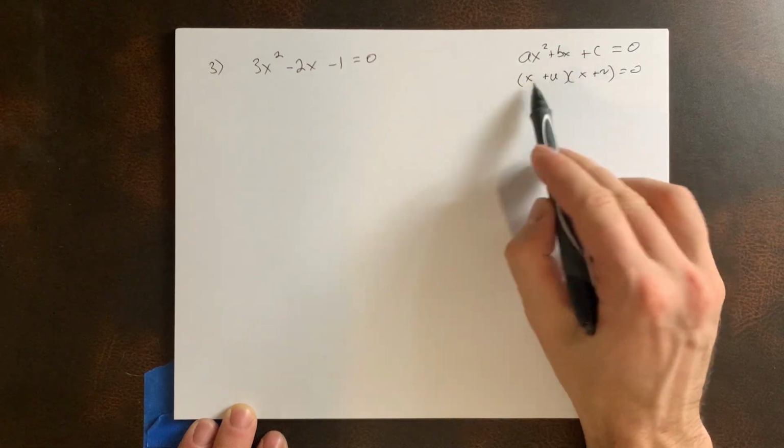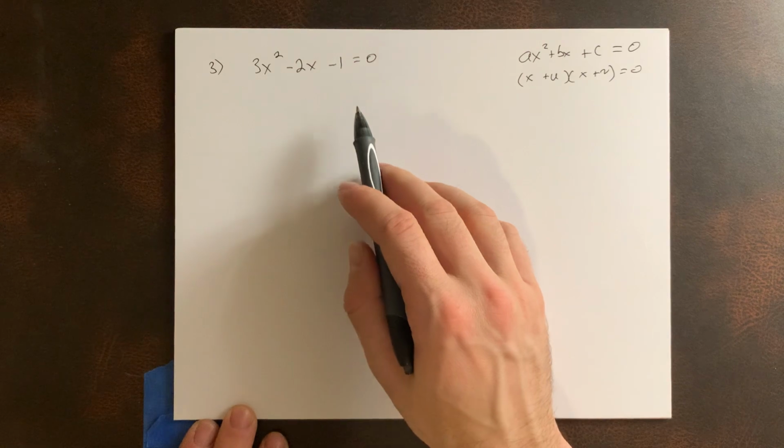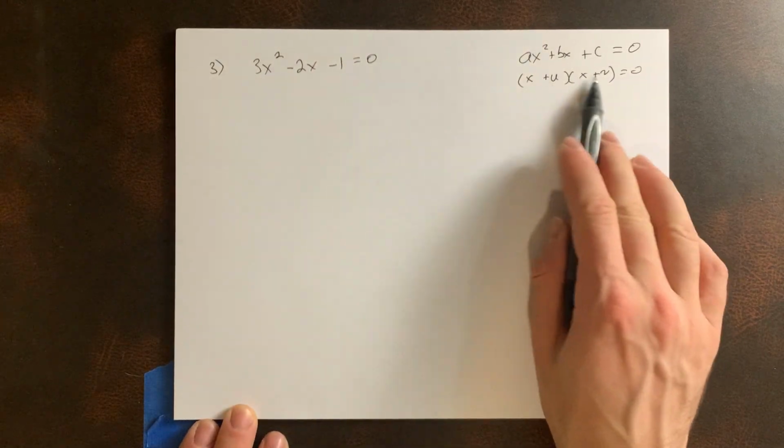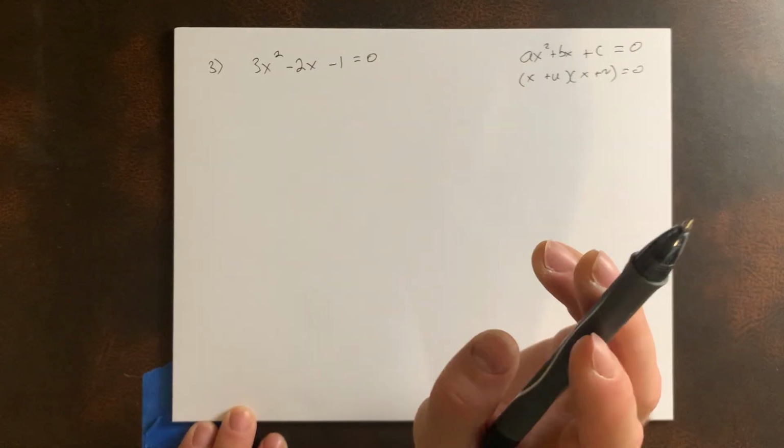We've always been able to turn this into something like this. Sometimes that's going to be possible and sometimes it's not. So when we're solving these equations, this is always the first step we want to do, see if we can factor it. So let's see if we can factor this one.